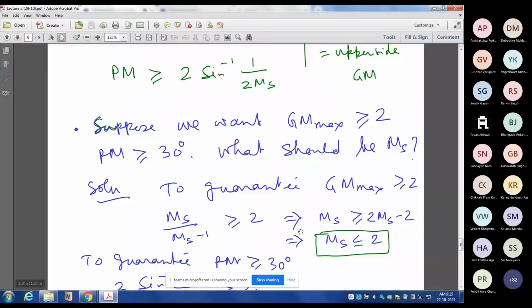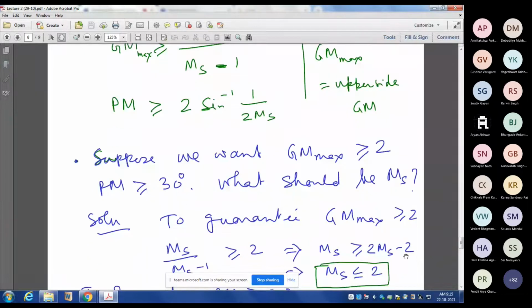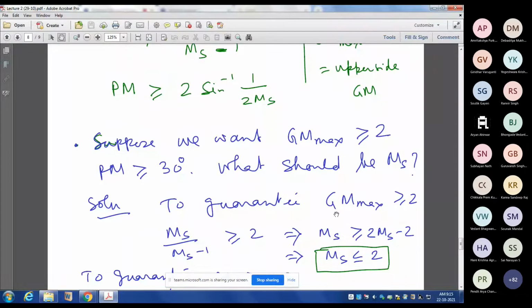Okay, so as I was discussing, with MS by MS minus 1, we want to ensure that GM max is greater than or equal to 6 dB, that is, GM max greater than or equal to 2. So how to ensure that? You can ensure it if MS by MS minus 1 is greater than or equal to 2, which leads to MS less than or equal to 2.